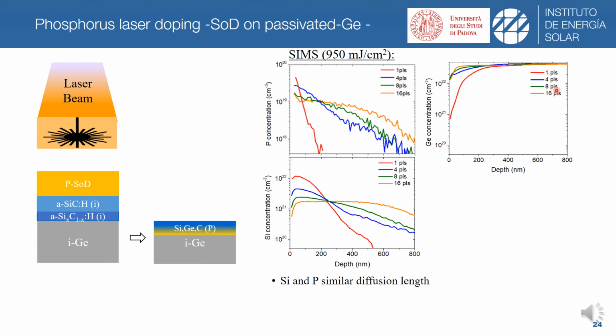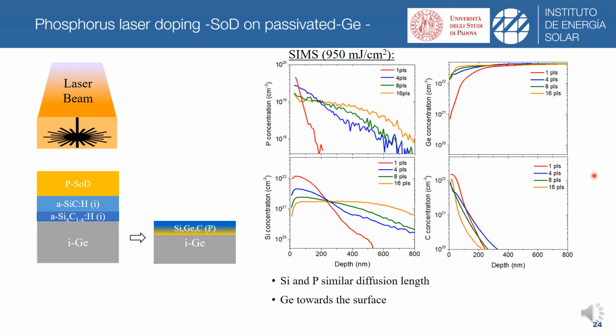But as the number of pulses increases, the germanium surface concentration increases, which means that germanium is diffusing toward the surface. In terms of carbon, we have seen a very different diffusion behavior, with a relatively narrow diffusion length, where the impact of the number of pulses is rather low. And this high concentration at the surface and this short diffusion length could be explained by the low solid solubility of carbon in germanium, which can make it precipitate and segregate to the surface.